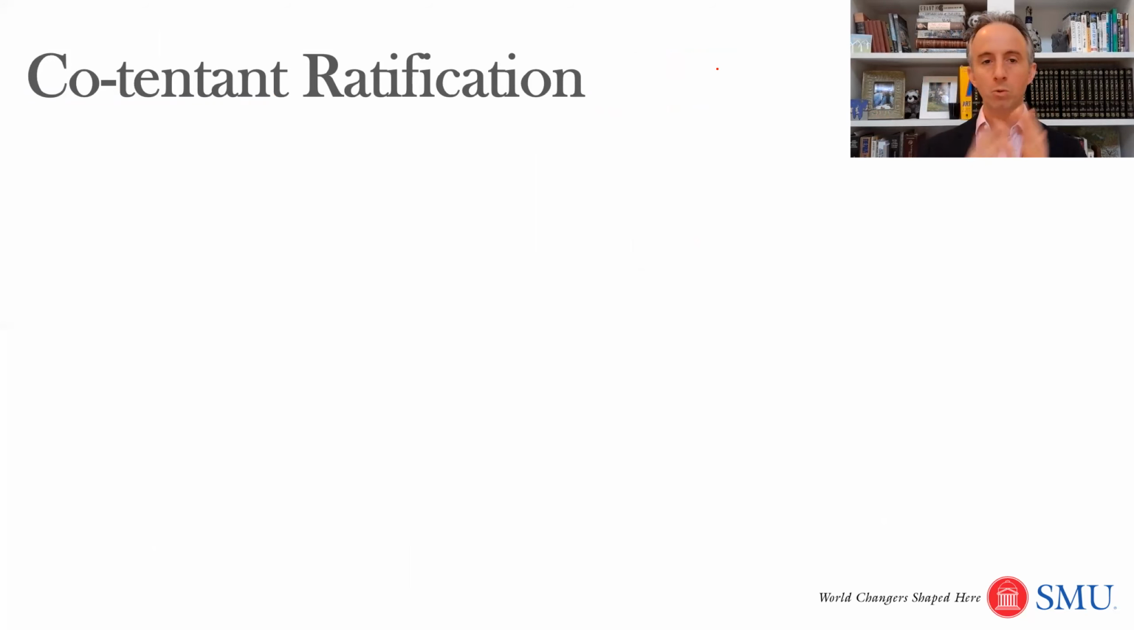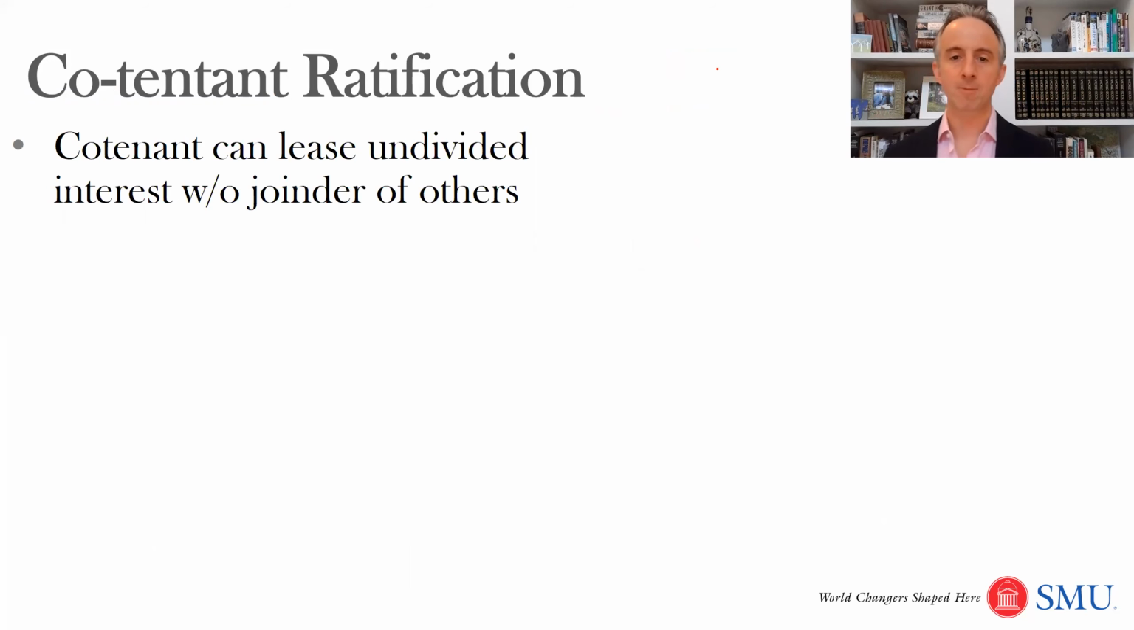So as an example, we'll talk about co-tenant ratification. So obviously, as we discussed last time, a co-tenant can lease their undivided interest by themselves. So even if a co-tenant just owns an undivided 50% interest, the co-tenant can lease that undivided 50% interest and can allow the oil and gas company to go on and start producing.